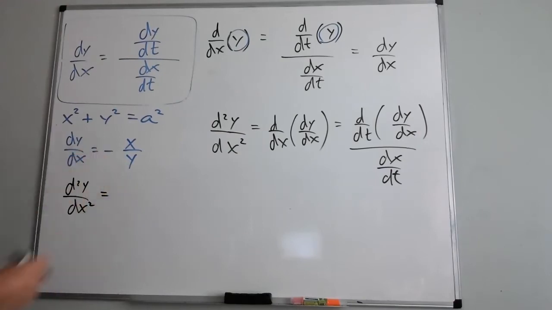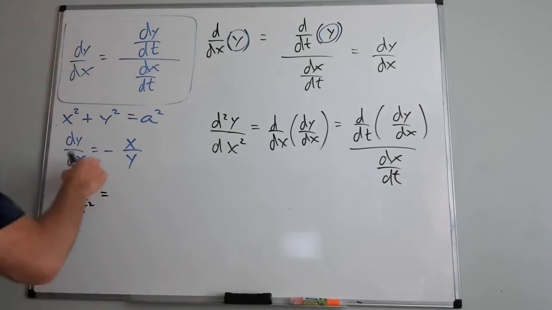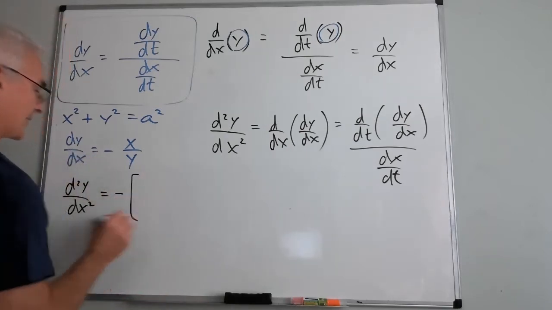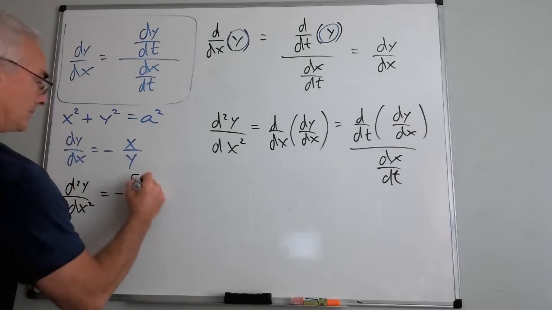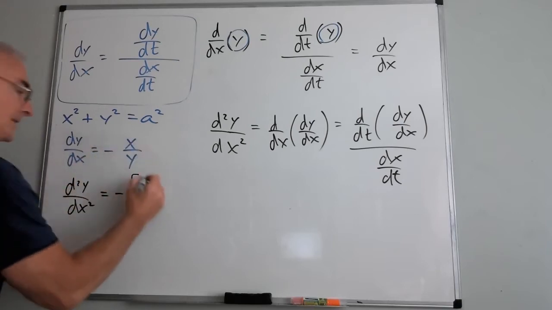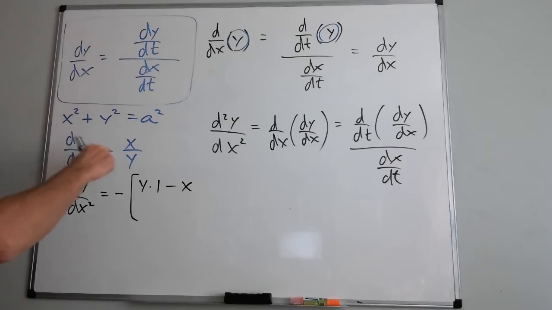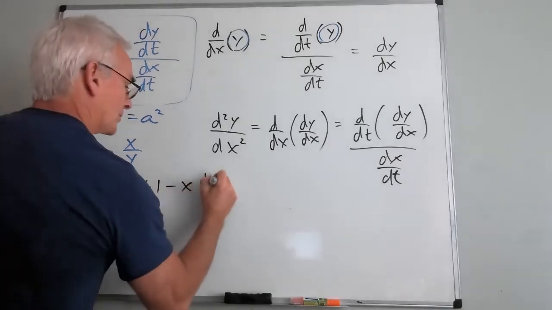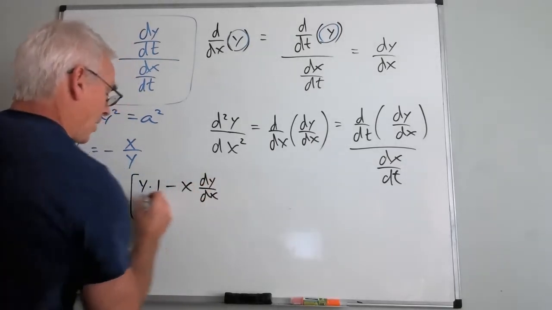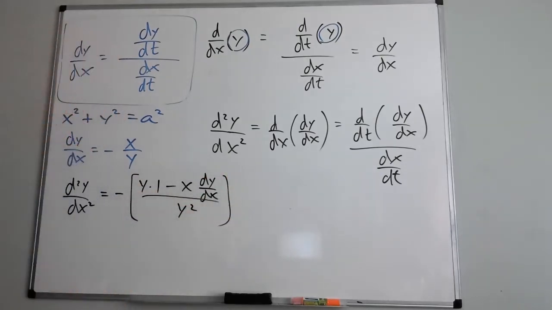Well, that means I've got to use quotient rule. Okay, y is a function. So if I use quotient rule, let me start by factoring out the negative. So now it's bottom times the derivative of the top. The derivative of the top with respect to x would just be 1, minus the top times the derivative of the bottom, which would be dy dx, over the square of the bottom. Okay, this is just using basic quotient rule.